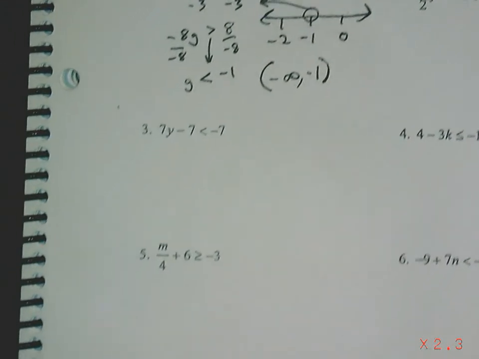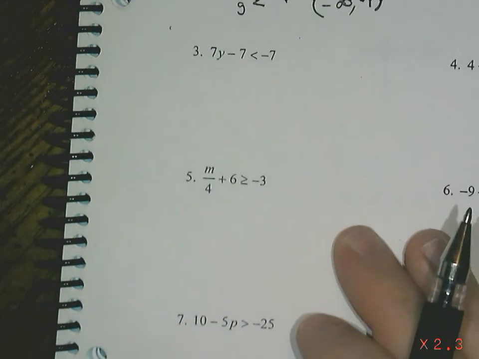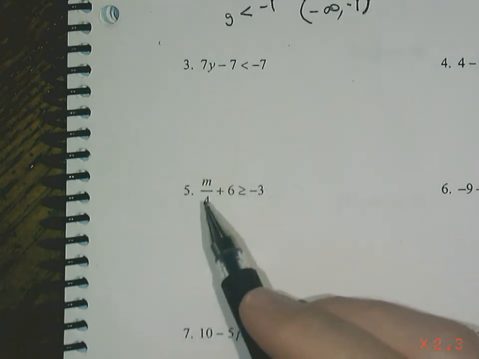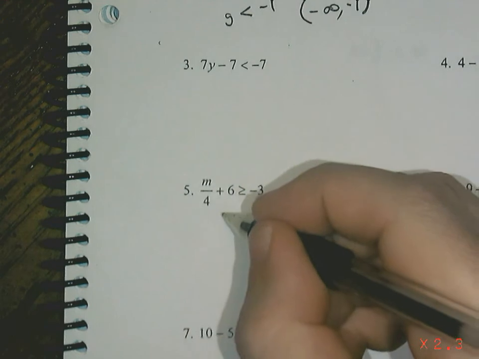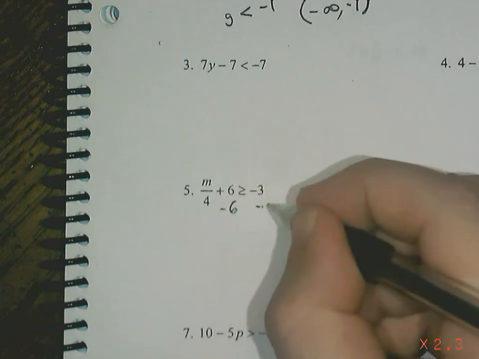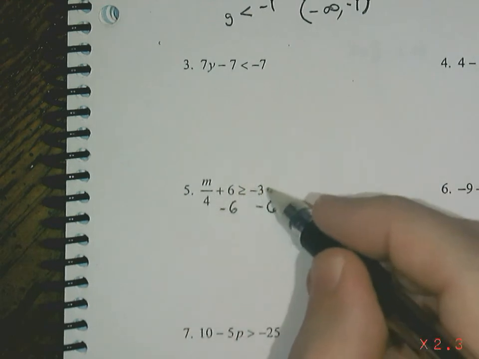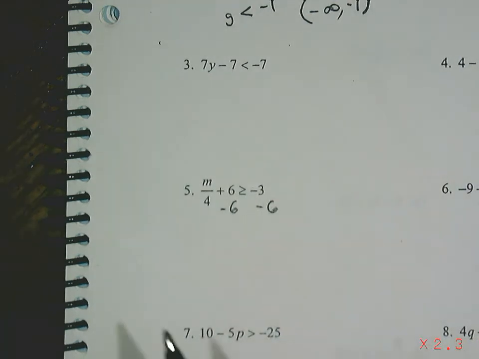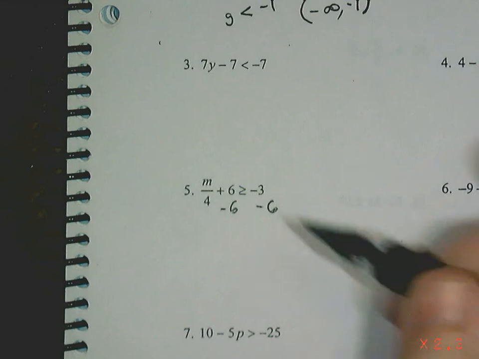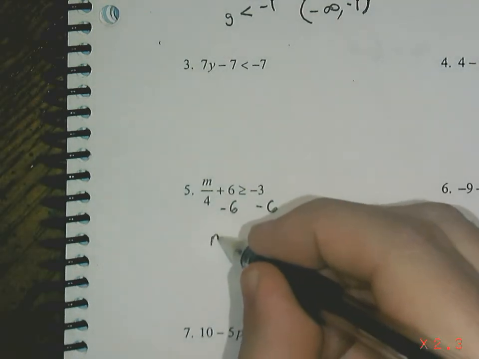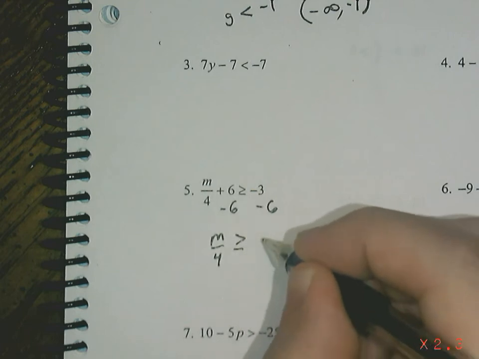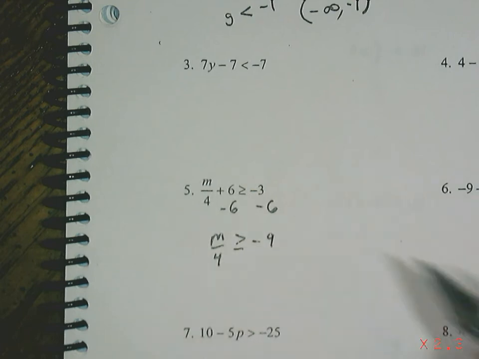Let's look at number 5. So number 5 here, again, party problem, best friend, acquaintance. We're going to lose the acquaintance first, so minus 6 to each side. And again, this negative over here doesn't matter. It only matters if I multiply or divide each side by a negative. So that's going to give me m over 4 is greater than or equal to negative 9.